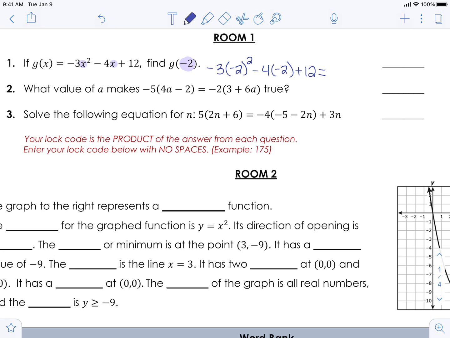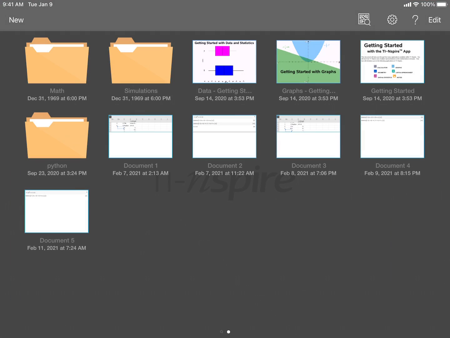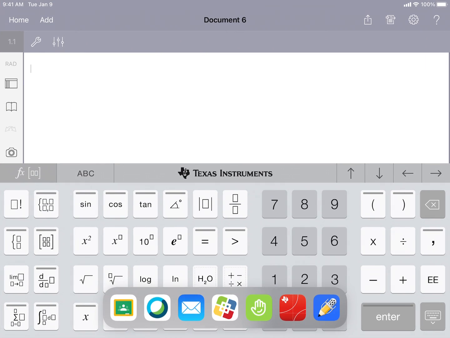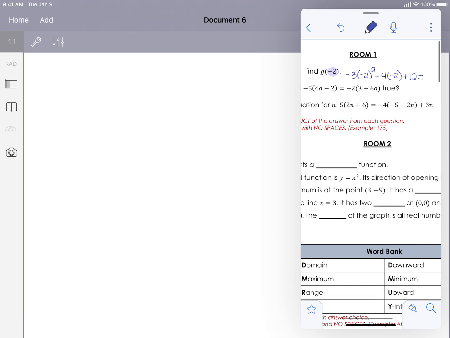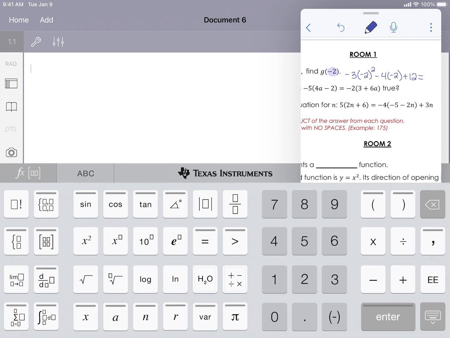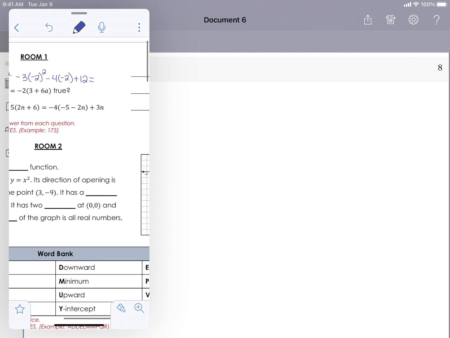Now I'm going to switch over to my calculator. I'm going to go just to the regular calculator function, nothing special for this one. I'm going to put my notes on top, hopefully. There we go. And I'm just going to type in that entire equation. So I have negative 3 times negative 2, close parentheses, then squared, minus 4 times negative 2, plus 12. Then I hit enter, and it tells me that my answer is 8.